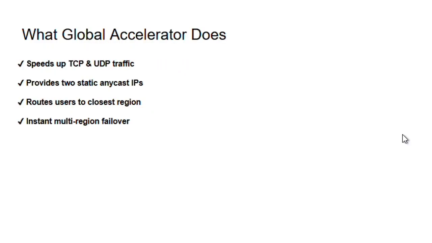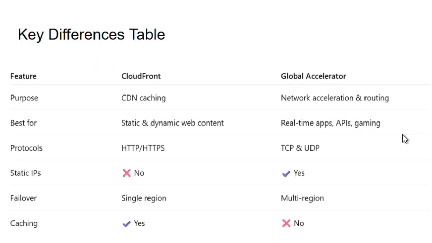What does Global Accelerator do? Global Accelerator doesn't cache anything. Instead, it routes users through the AWS private backbone network. You also get two static IPs that never change, making deployments easier. And if a region goes down, Global Accelerator automatically redirects users to a healthy region.